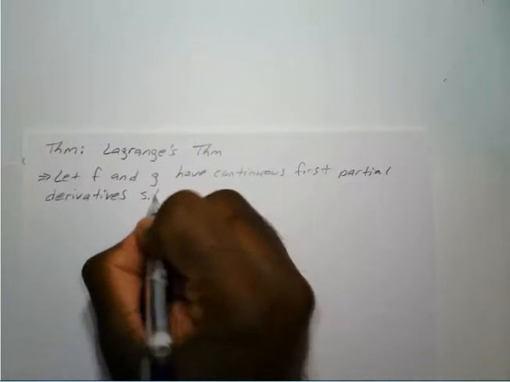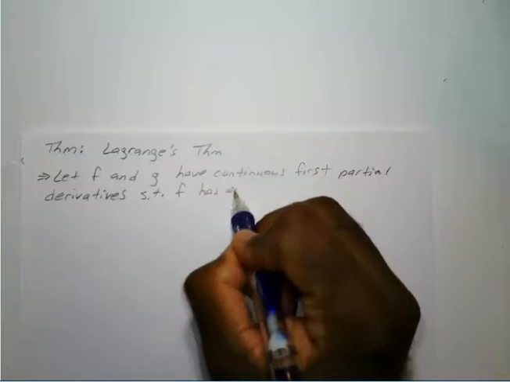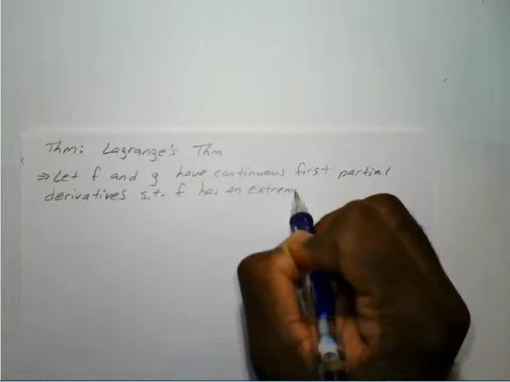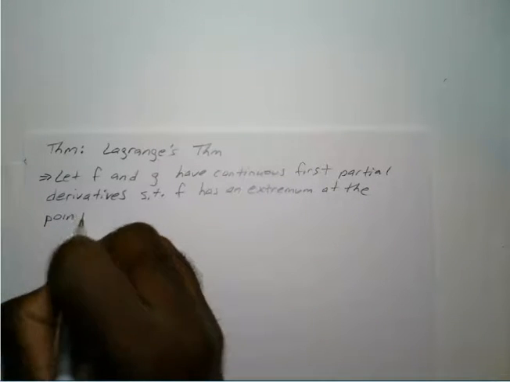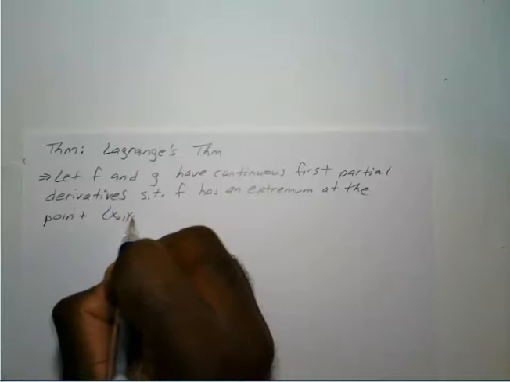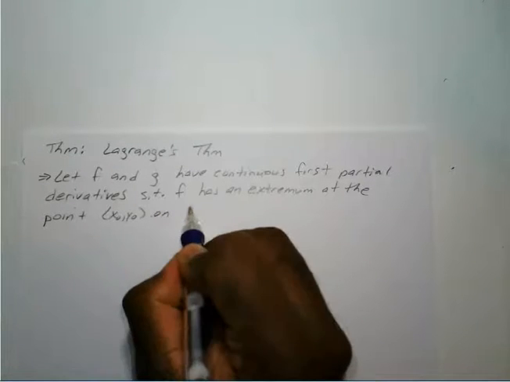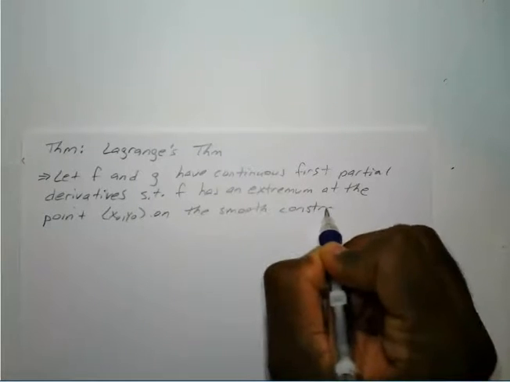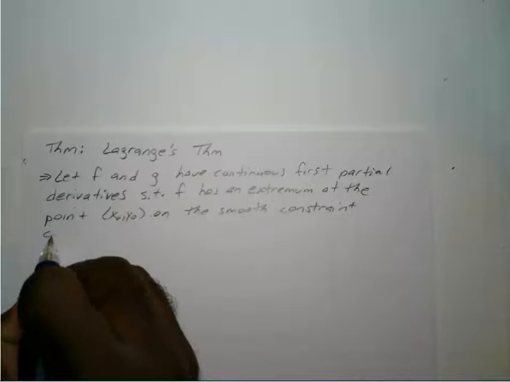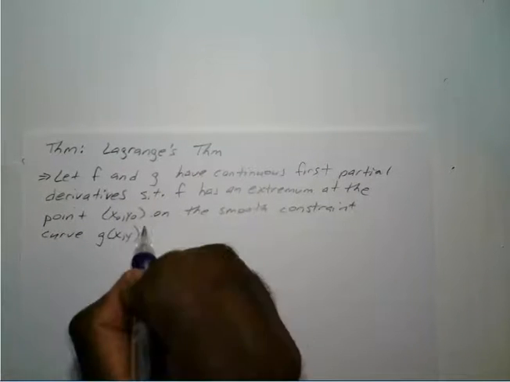Such that f has an extremum at the point x0, y0, on the smooth constraint curve that we will call g of x, y. And that g of x, y will equal c.